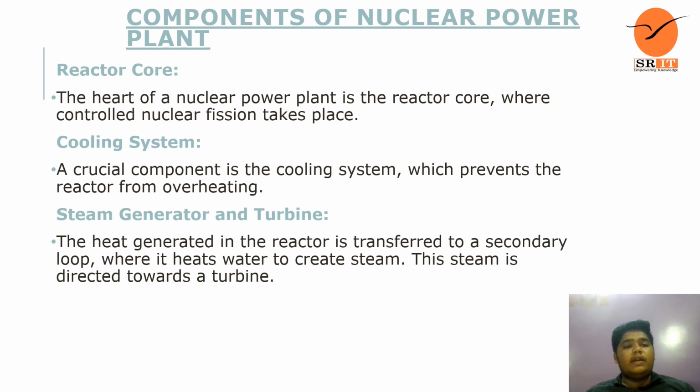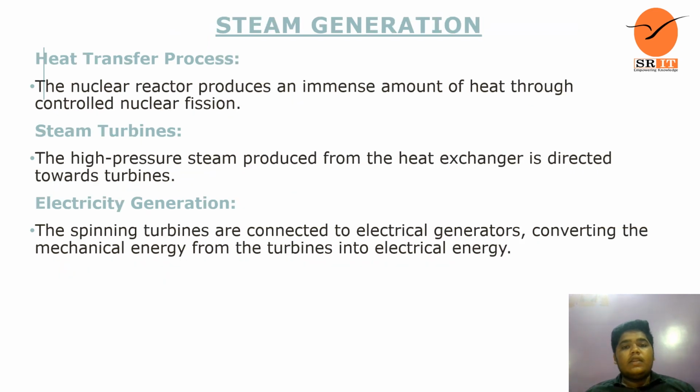Components of a nuclear power plant. Reactor core. The heart of a nuclear power plant is the reactor core, where controlled nuclear fission takes place. Cooling system. A circulating component in the cooling system prevents the reactor from overheating. Steam generation, generator and turbine. The heat generated in the reactor is transferred to a secondary loop where it heats water to create steam. This steam is directed towards a turbine.